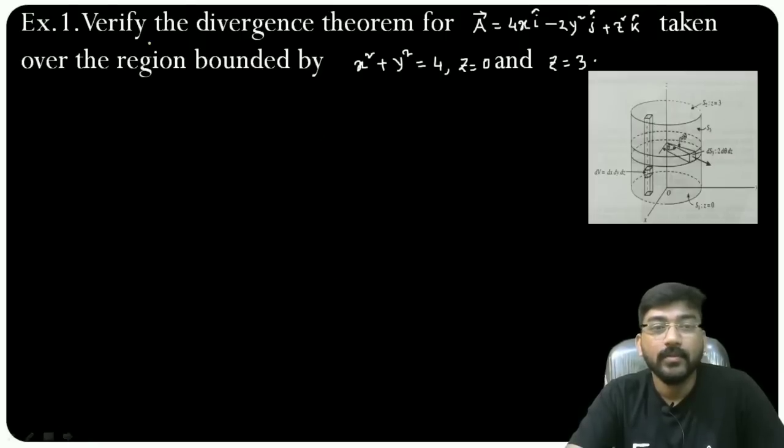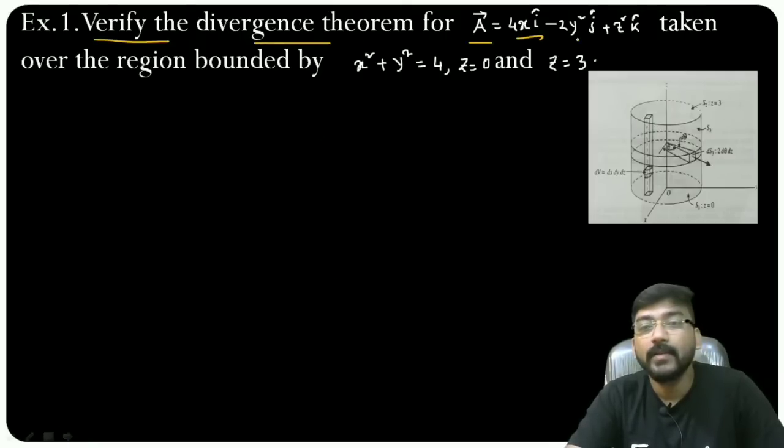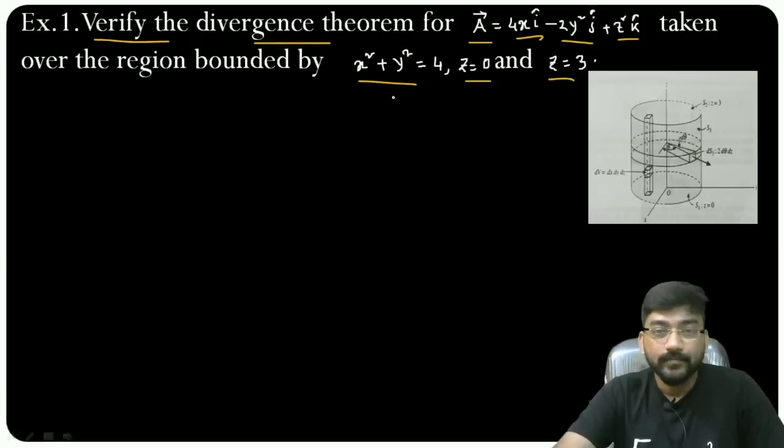So this is the problem. Verify the divergence theorem for A vector equal to 4x i cap minus 2y square j cap plus z square k cap taken over the region bounded by x square plus y square is equal to 4, z equal to 0 and z equal to 3. So how should you do this?